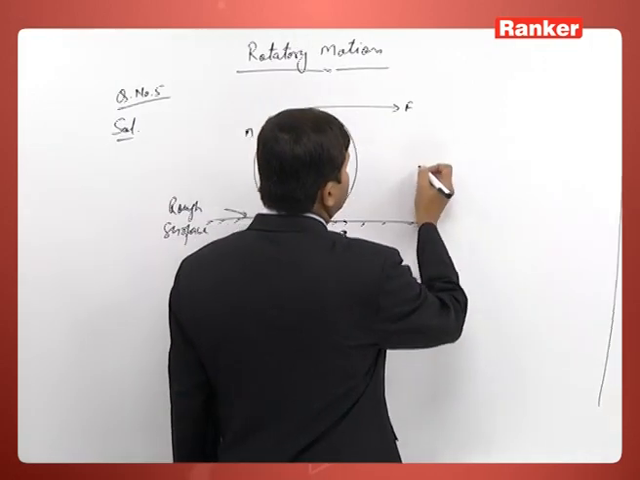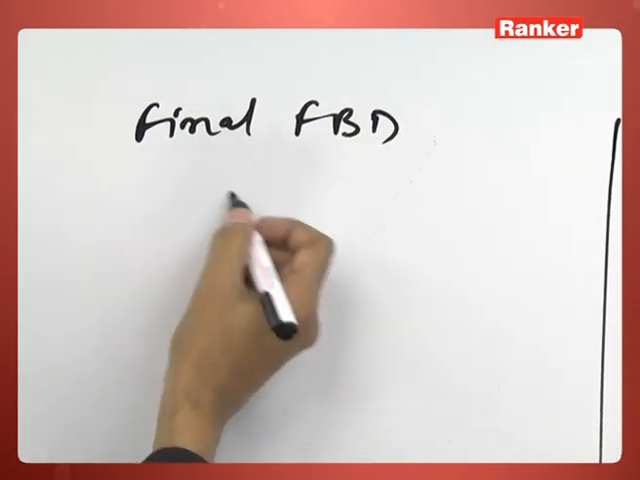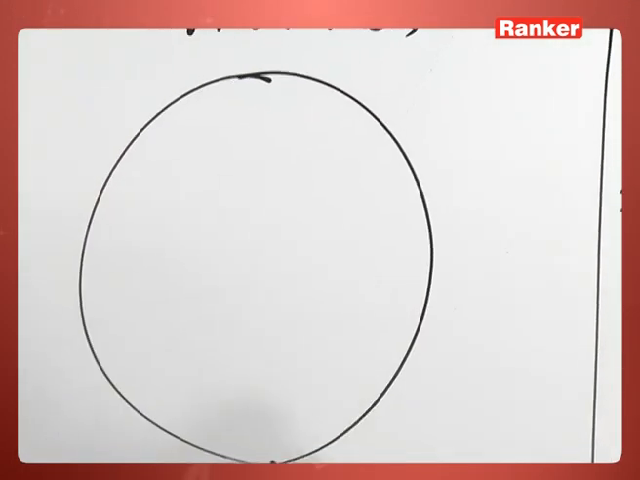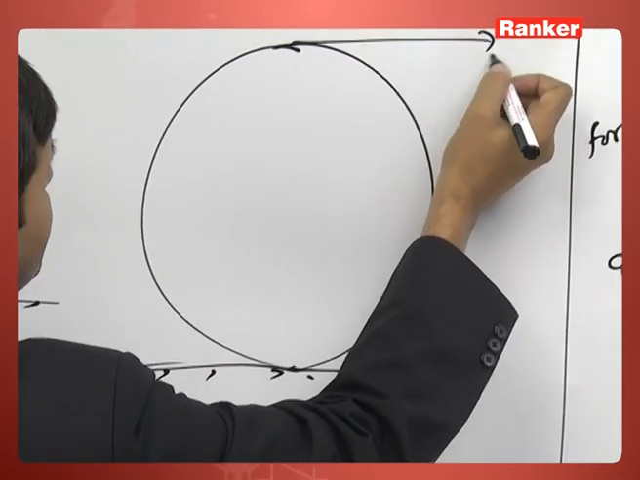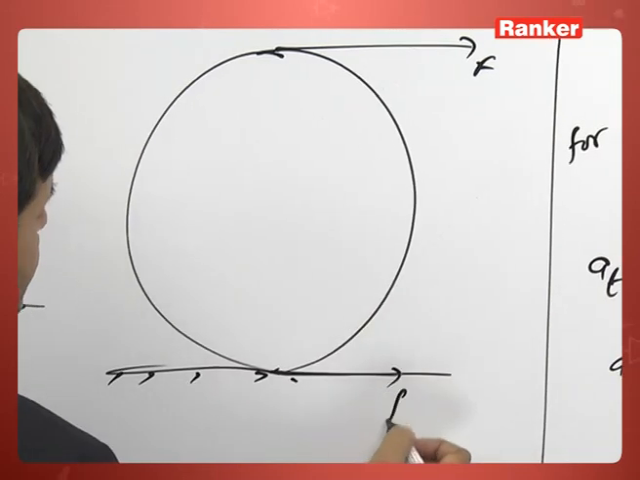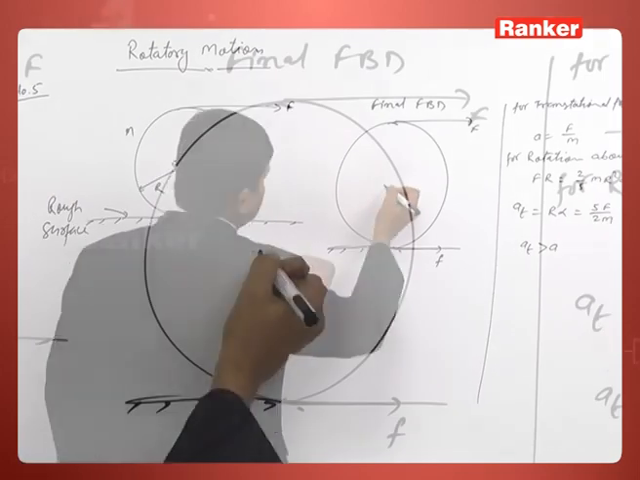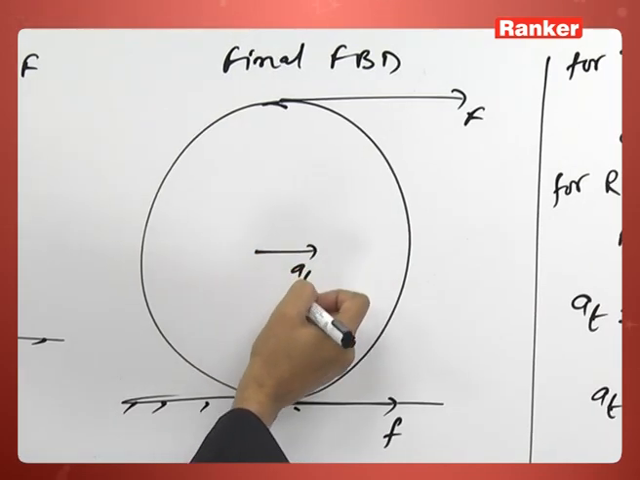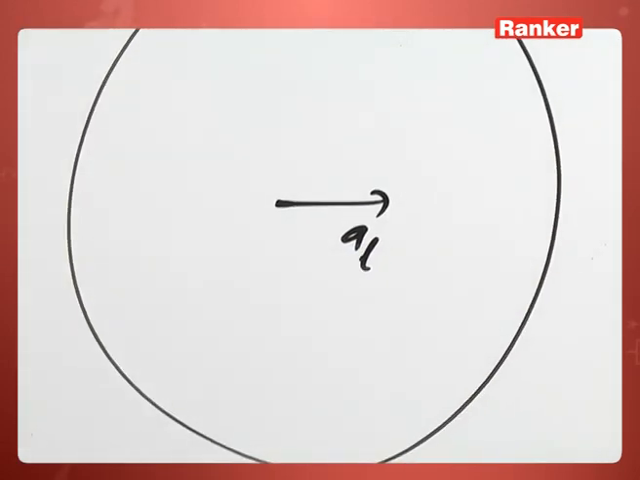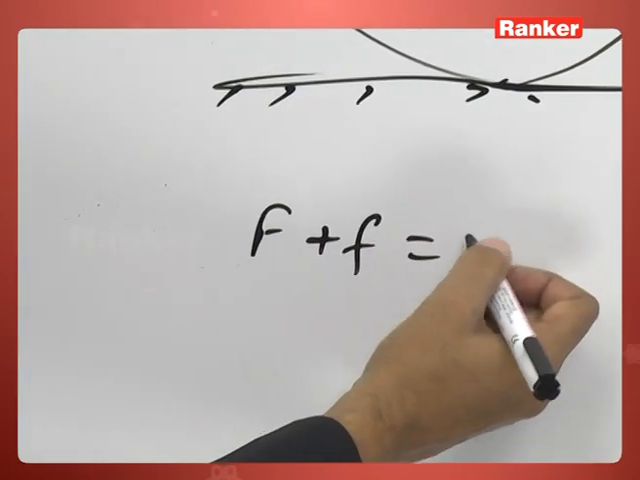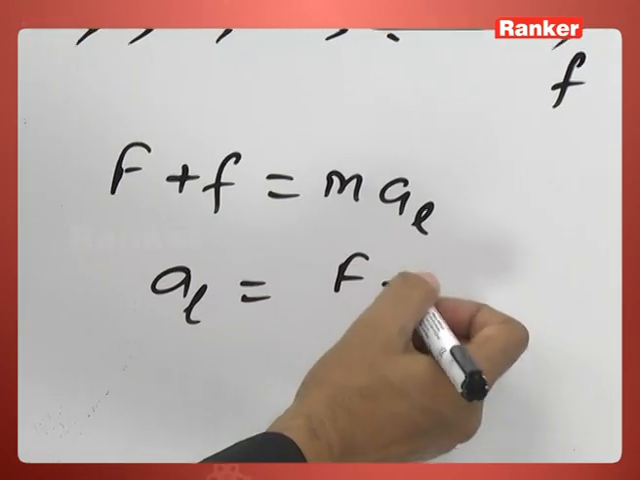So see, final FBD. If I am making the final FBD to see the forces, F is this, friction f is this. Now check the equations. Translational acceleration AL, that will come from F plus f is equal to M into AL. AL means (F plus f) by M.